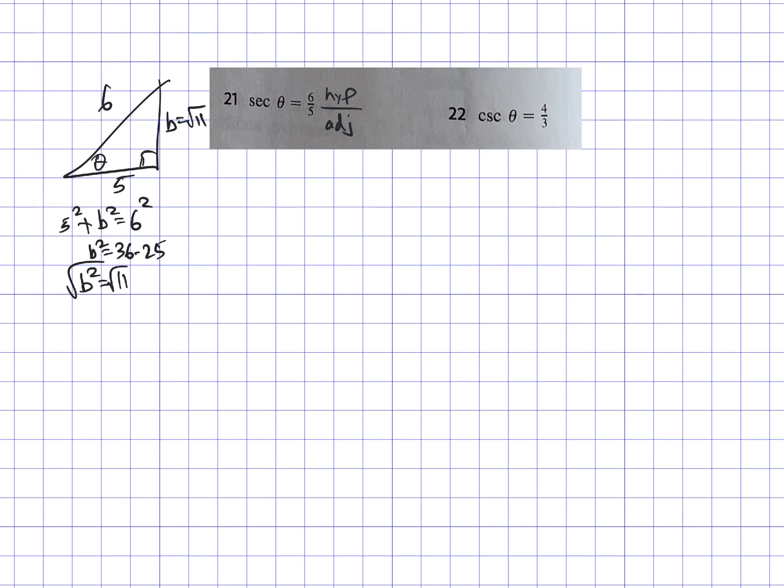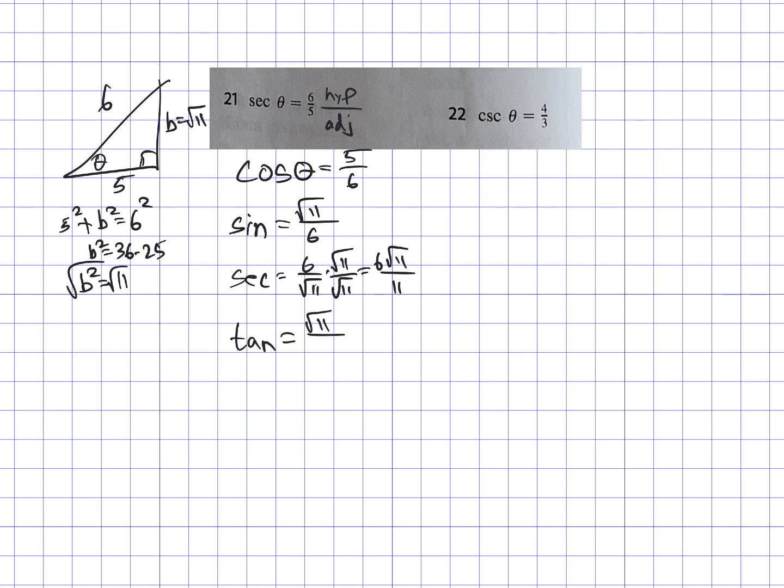All right, so cosine is 5/6. That's the reciprocal of secant. So the sine is the opposite over hypotenuse. And the cosecant is the reciprocal. So since it's a radical, let's go ahead and rationalize it. 6 square root of 11 over 11. And the tangent is opposite over adjacent. And the cotangent is the reciprocal of that. So you have to rationalize that. 5 square root of 11 all over 11. Next one.